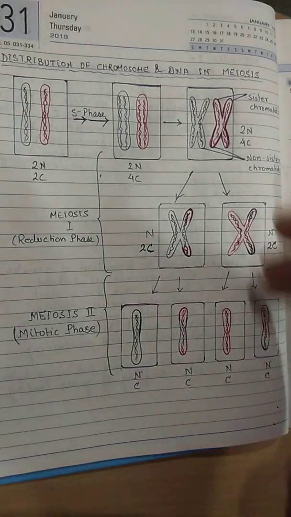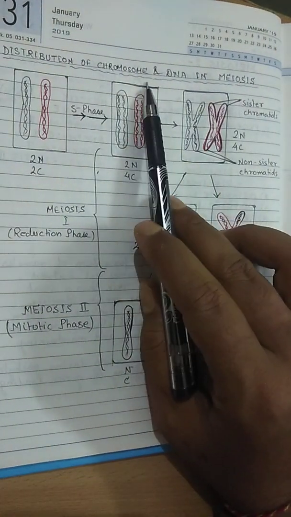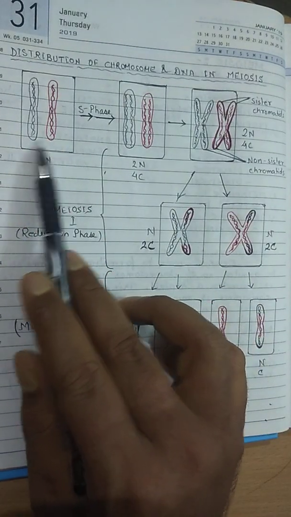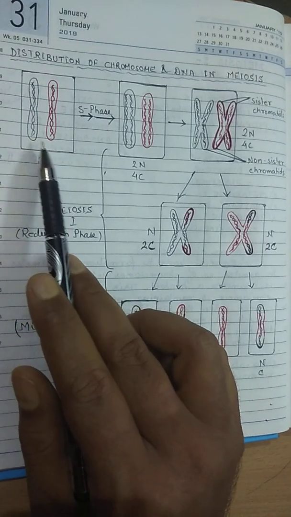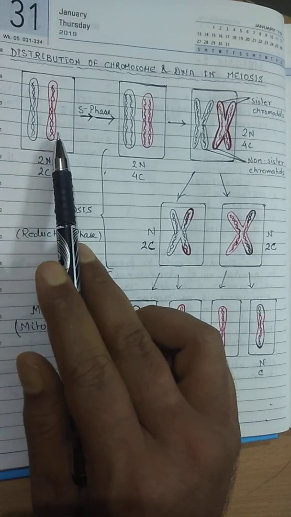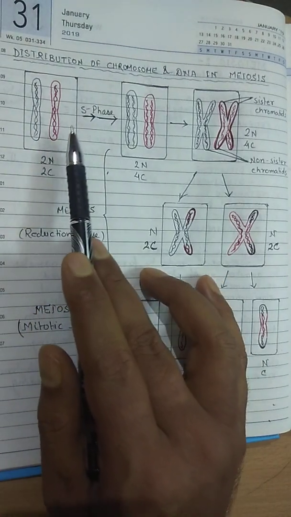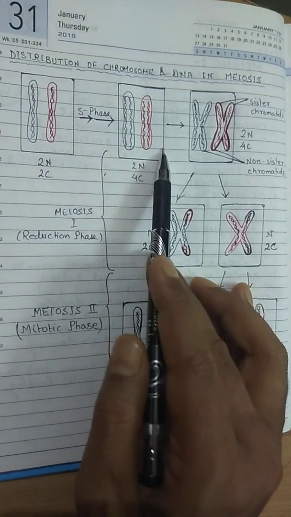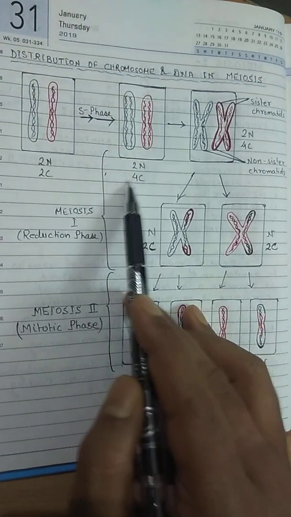Just like I explained for mitosis in my earlier video, here also I'll be showing distribution of chromosome and DNA in meiosis. So I have taken here one pair of homologous chromosomes. So it is a diploid condition, twice n. DNA being an organic molecule, it is represented by C. So DNA is also in a diploid state, so it is twice C. As the cell passes through the S phase, the amount of DNA gets doubled. So chromosome remains in a diploid condition, twice n, but DNA becomes 4C.